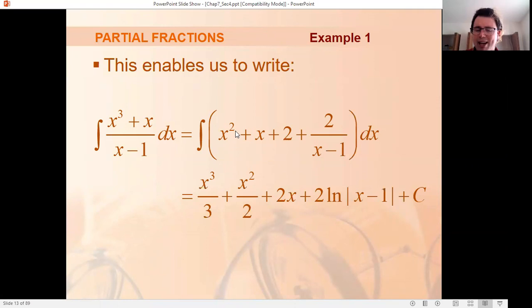So antiderivative of x squared is x cubed on 3. Antiderivative of x is x squared on 2. Antiderivative of 2 is 2x. And here again, I could pass this to a u substitution. I could say u equals x minus 1. My antiderivative here is going to be 2 times the natural log of the absolute value of x minus 1. And so that's going to be that part in the formula here. And then, as always, plus a constant of integration for indefinite integrals.